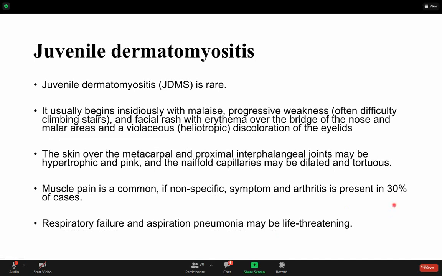آخر شيء نتكلم عنه اليوم في شيء نسميه juvenile dermatomyositis. It's a rare disease. It usually begins insidiously with malaise, progressive weakness. So they will have usually proximal muscles. So they will have difficulty climbing the stairs as the first sign. And facial rash with erythema over the bridge of the nose and malar areas. فكأنه like butterfly, okay? بيكون على النose وعلى cheeks.